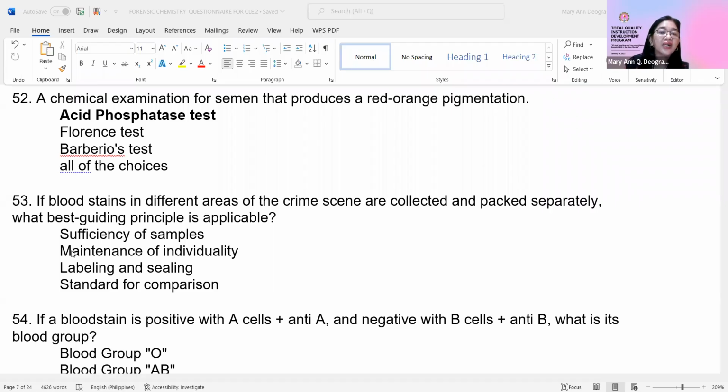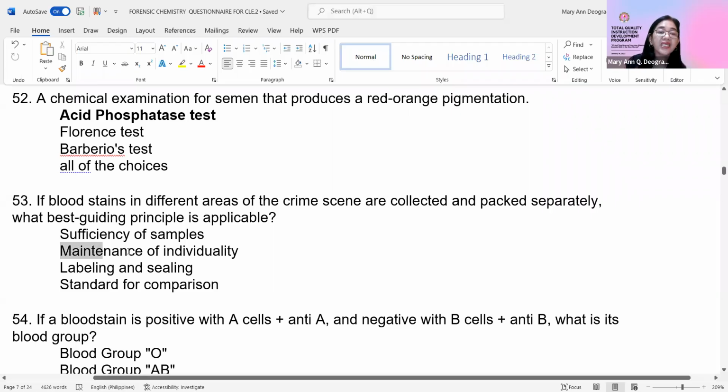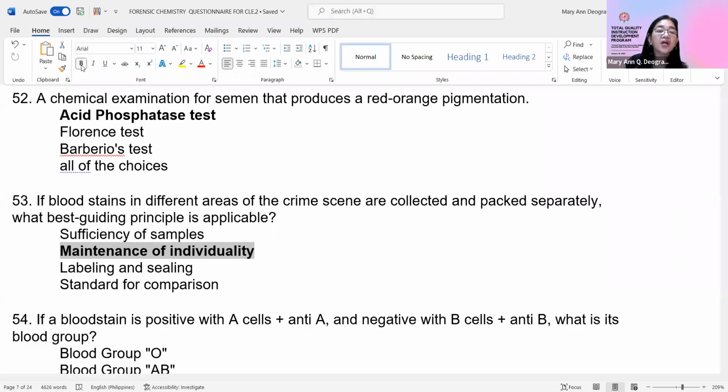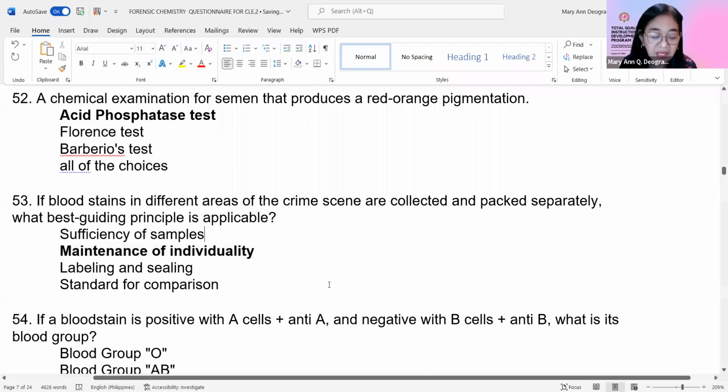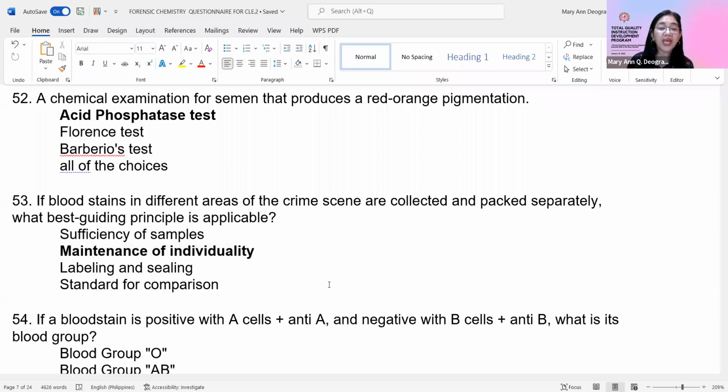It's letter B, no? Maintenance of individuality. Why? So blood stains found in the different areas of the crime scene should be packed and collected separately because we do not know yet the origin of those different blood stains. Halimbawa, kalat-kalat ang blood stains sa crime scene. So pag kinolect natin yan, hiwa-hiwalay ang packaging, to prevent cross-contamination or to prevent them from mixing all together because we do not know yet the origin of these different blood samples.